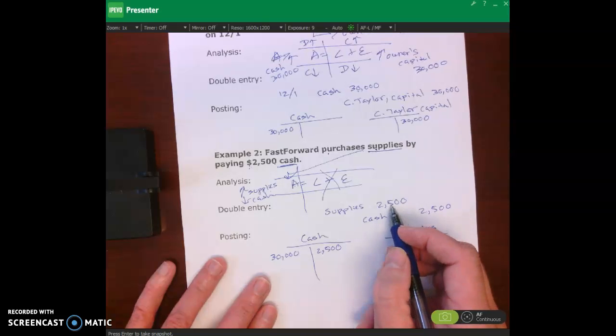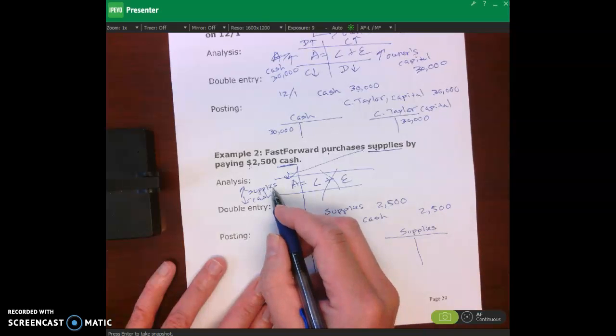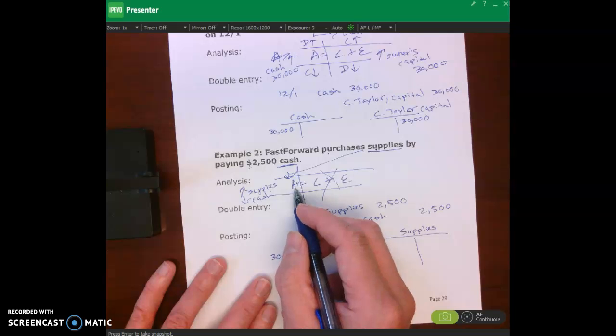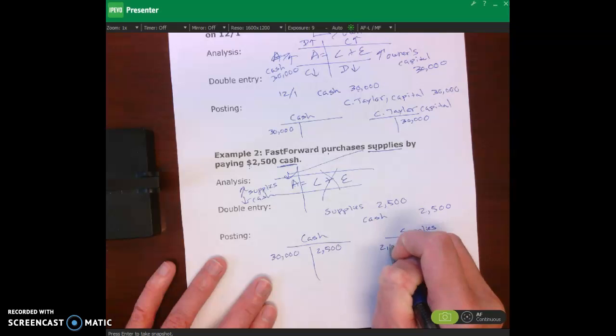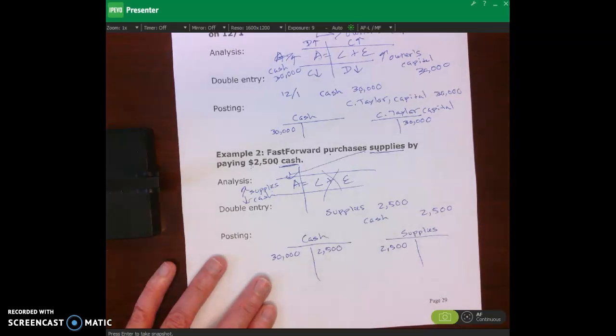With my supplies, we can see it's a debit to supplies because supplies are going up, and supplies are an asset. The way I increase an asset is with the debit. So I debit supplies for $2,500. Okay, and that's on the debit side of the supplies T account, which is on the left side. Remember, with our T accounts, the left side is the debit, the right side is the credit, regardless of whether it's cash, supplies, accounts payable, whatever. Left side is always debit, right side is always credit.